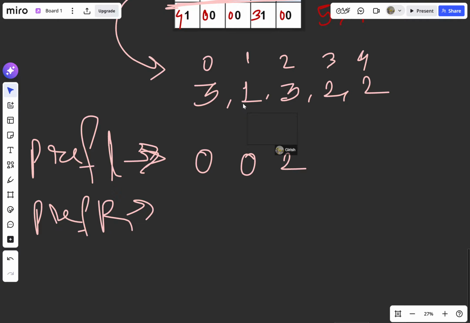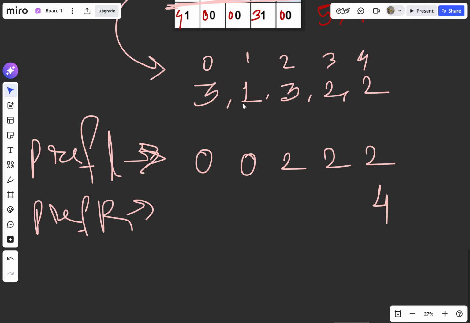Okay, then after that 2 is there, now 3 is also greater than 2, so that's why we will store the 2 index here. Okay, after that 2 is there, so 3 is also greater than, and 2 is also greater than or equal to 2, so that's why we will store 2 here. In this way we will calculate the prefix of left, and then the prefix of right.